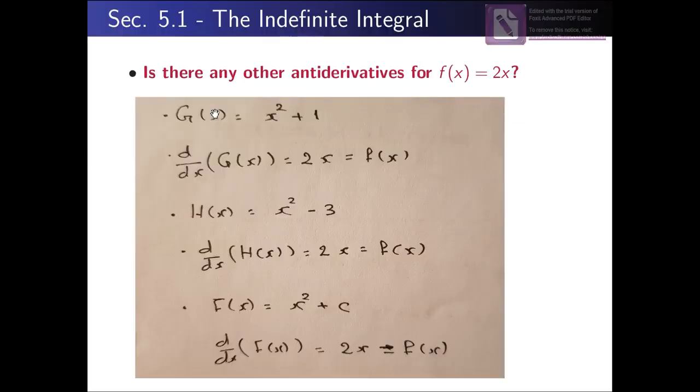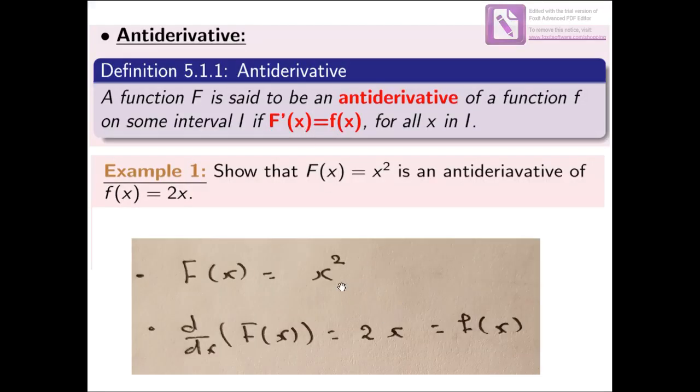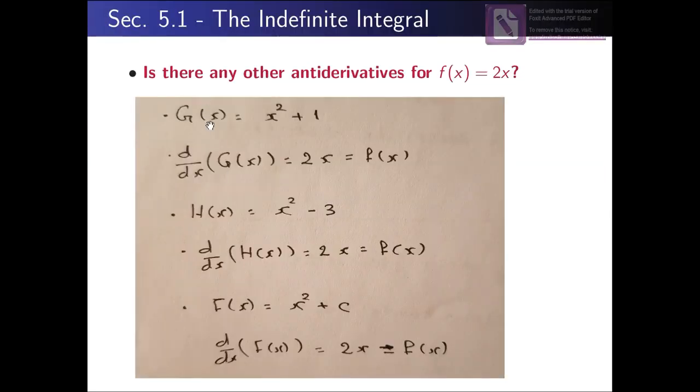And we see here that g of x is equal to x squared plus 1, and f of x is equal to x squared. So the relation between f of x and g of x is that f of x is equal to x squared, and g of x is equal to x squared plus 1, or we can say f of x is g of x minus 1.